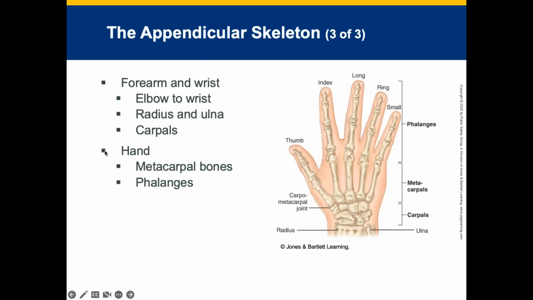All right, let's go into the hand. So the forearm and the wrist extends from the elbow to the wrist, which contains bones of the radius and ulna, coming into the wrist here. In the wrist, we have 8 different bones. 8 bones in the wrist. There are 7 in the ankle.